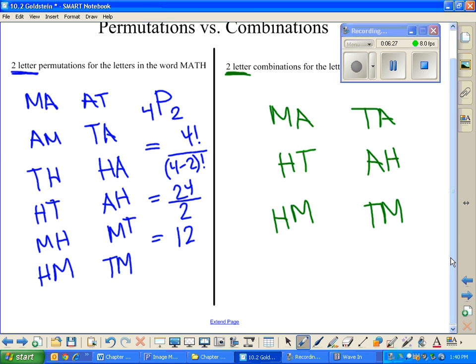So down here, how would I set up that formula with my N and my R with the combination? So I need my C. What is my N and what is my R?